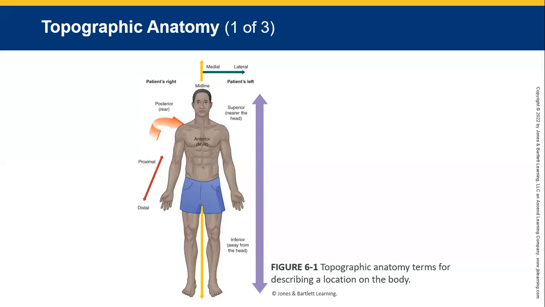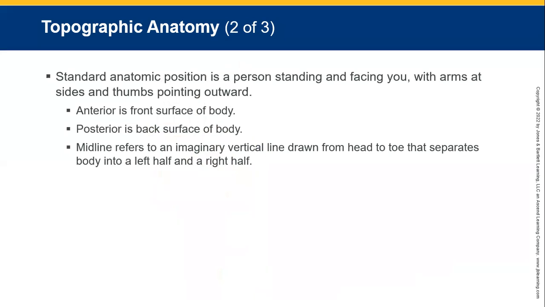If it's towards the head, it would be superior. If it's towards the feet, it's called inferior. When we talk about the extremities, we talk about distal, the furthest point away from the attachment to the trunk. Proximal is always the closest point of attachment of an extremity to the trunk. When we talk about the front and the back of the patient, we talk about anterior and posterior. Posterior being the back, anterior being the front of the patient.